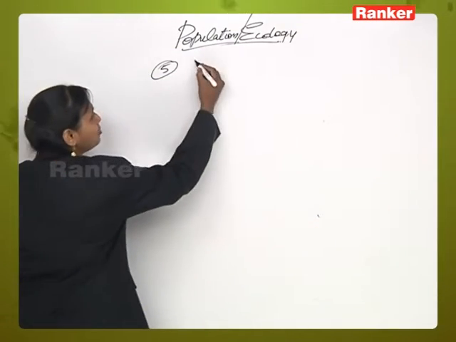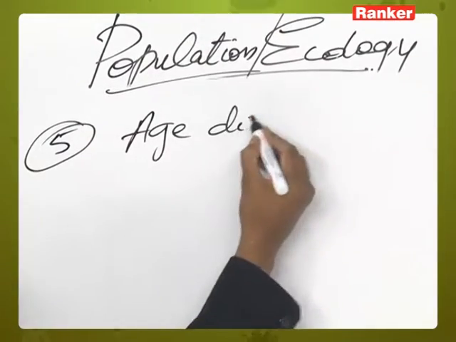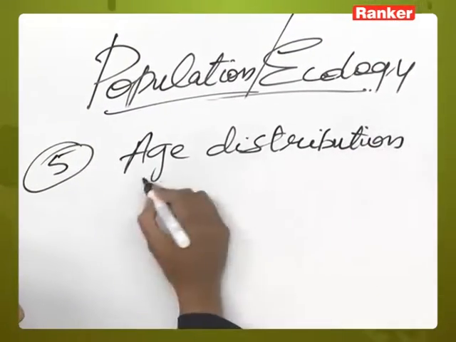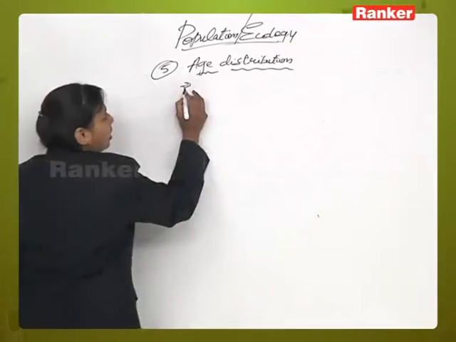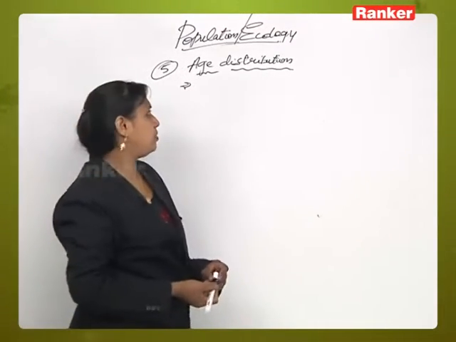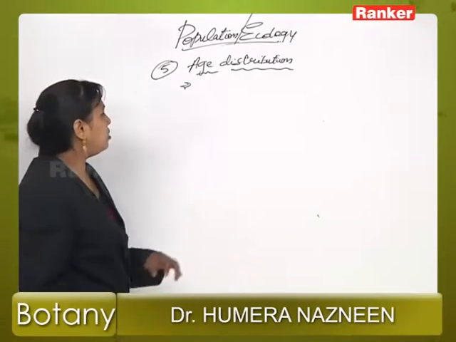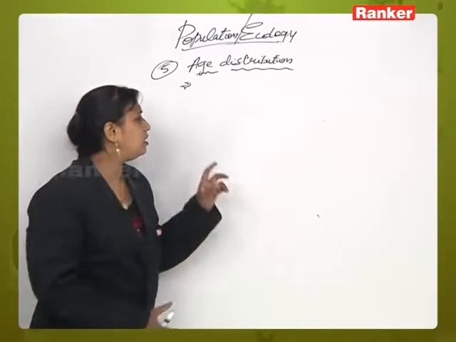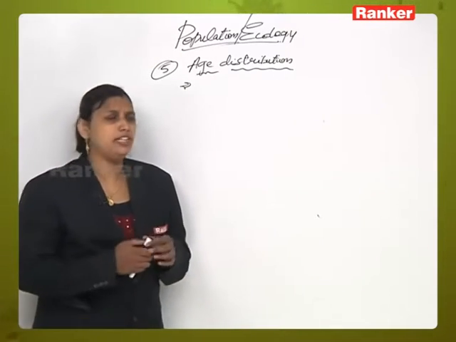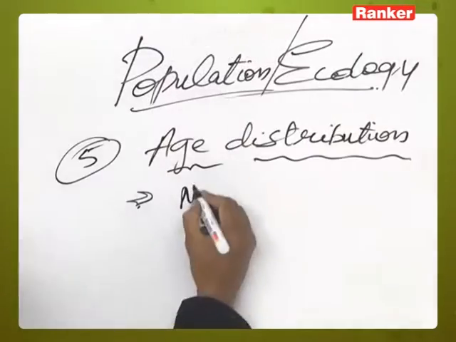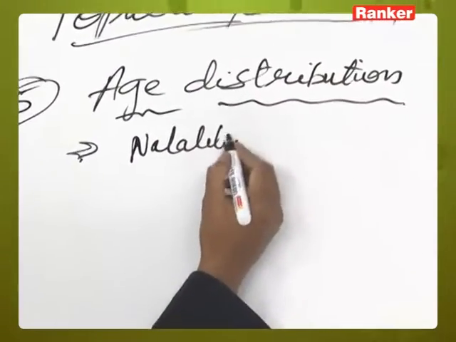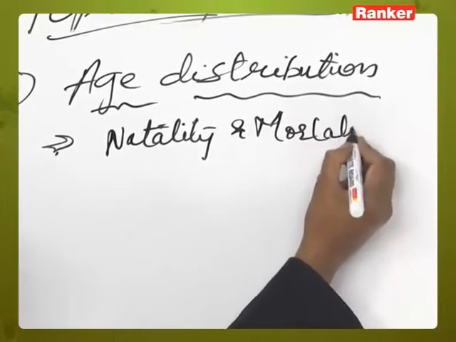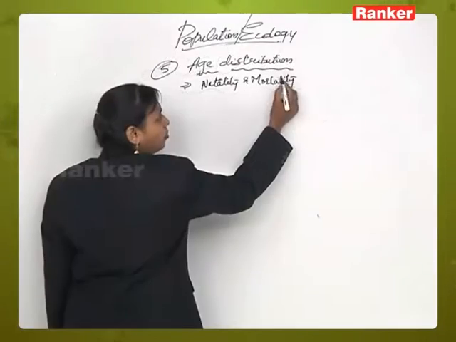One is age distribution. As we discussed earlier also, age distribution here. Age is also another important characteristic of population. Here also it will influence the rate of natality and mortality. It influences the natality and mortality of that particular population. Okay.